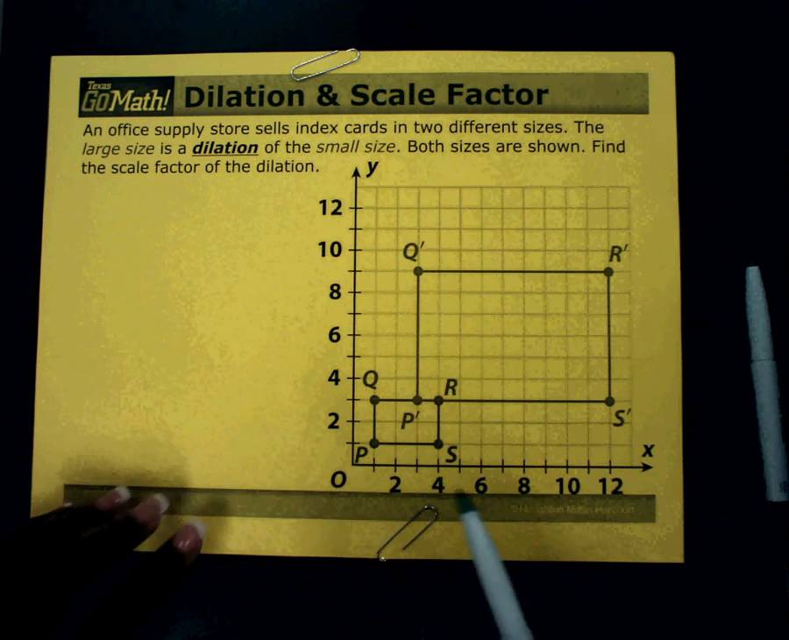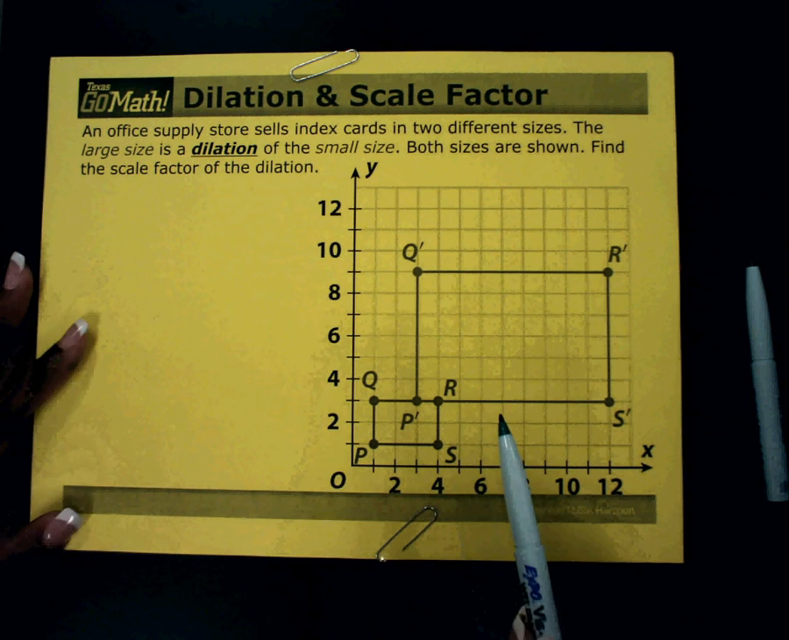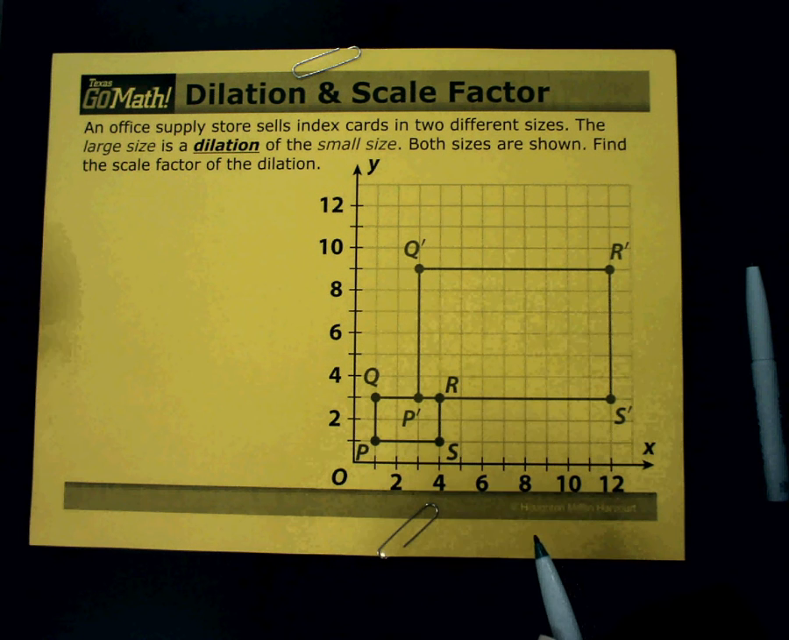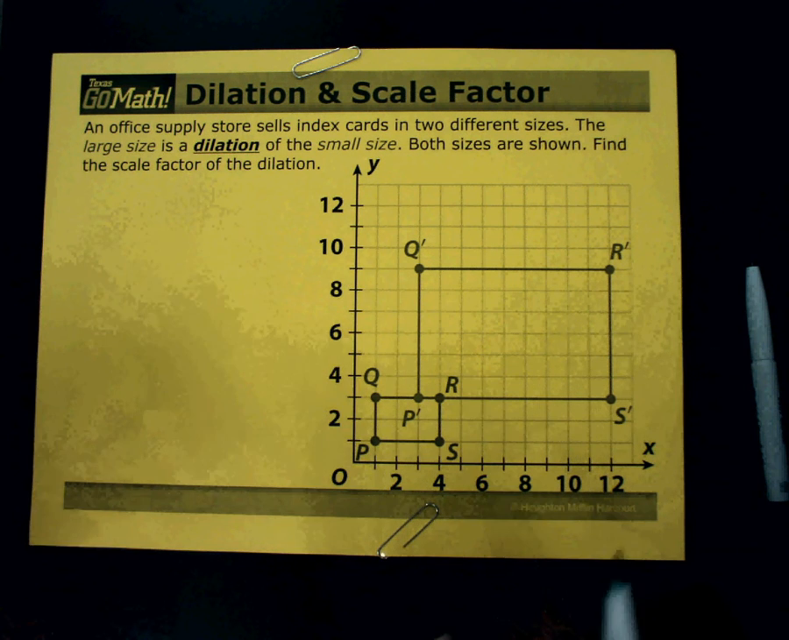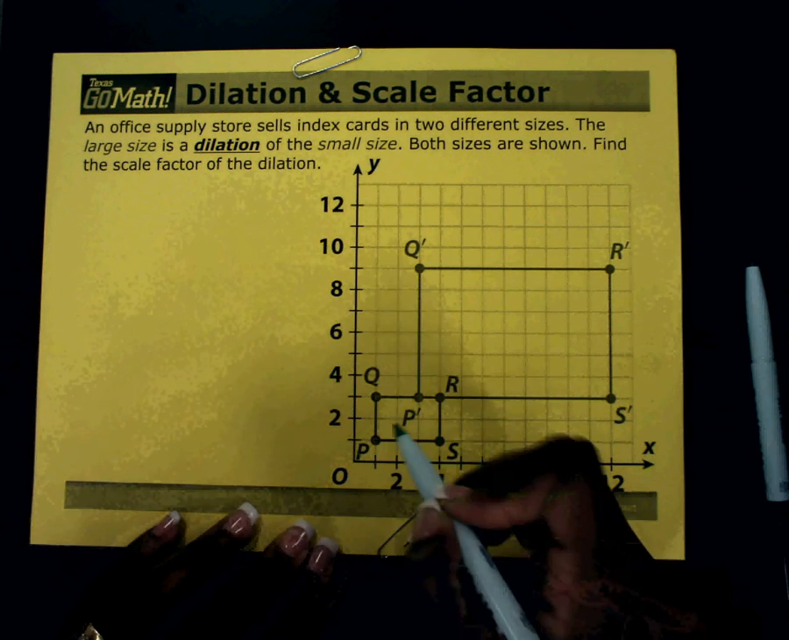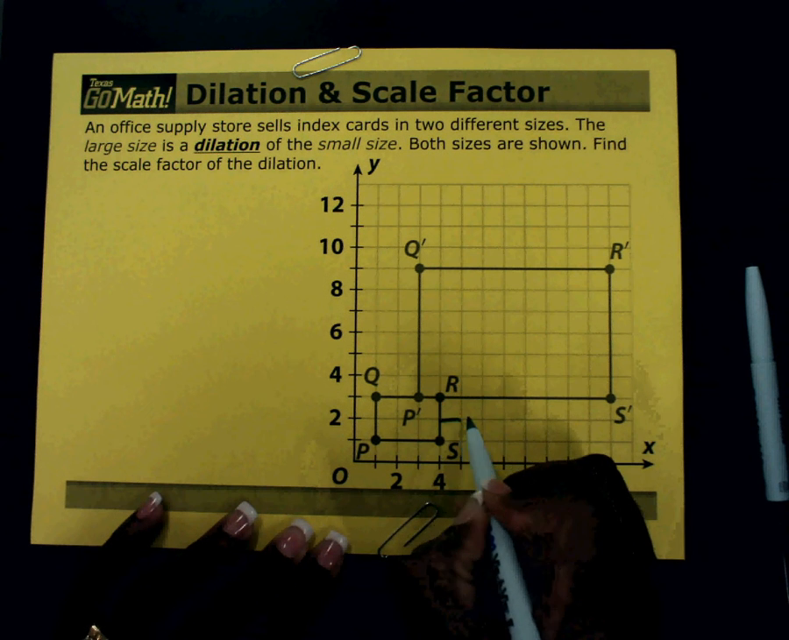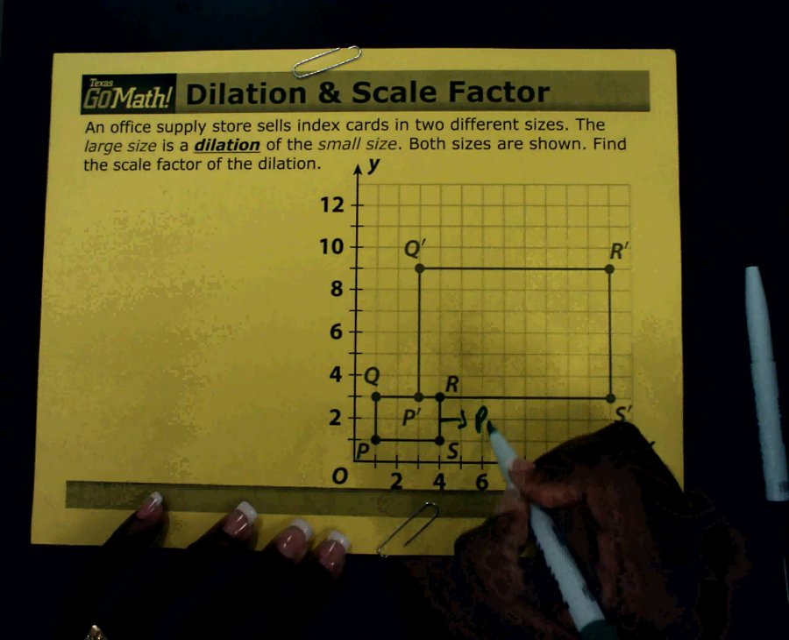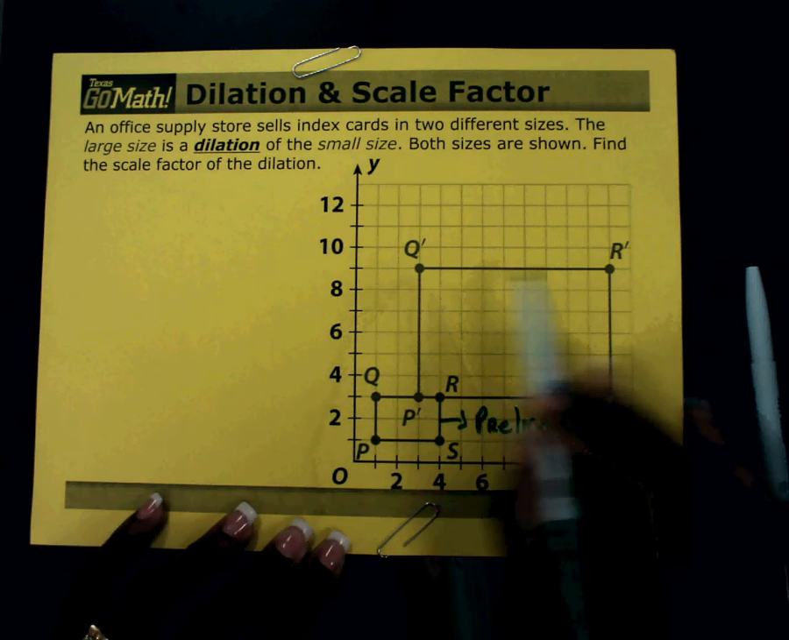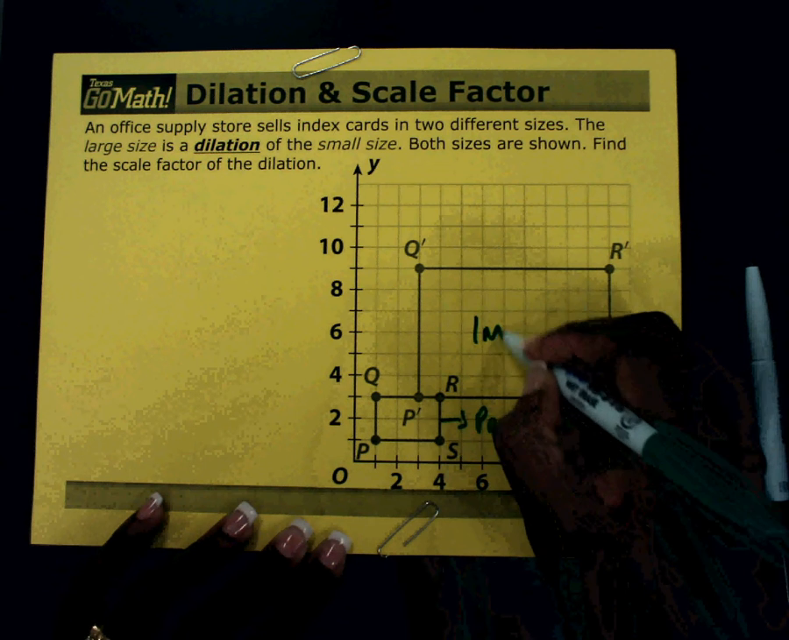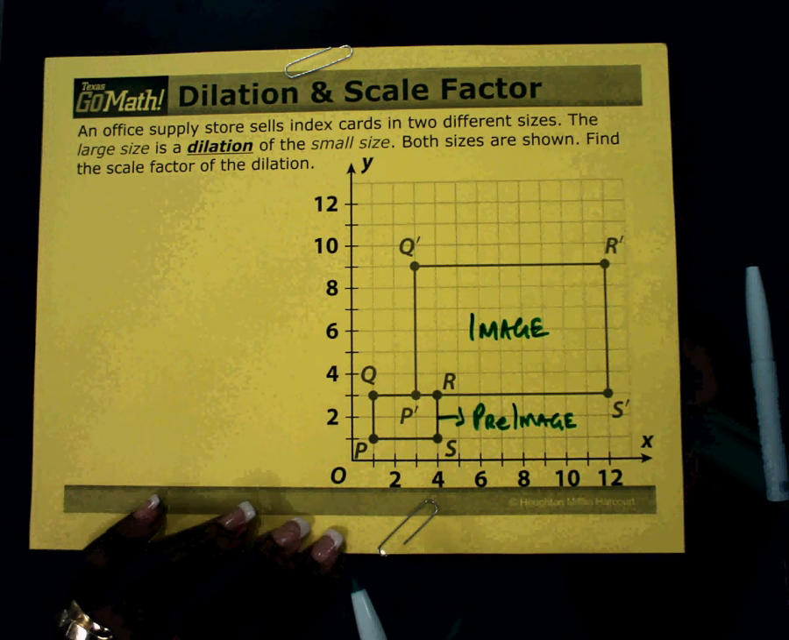So we first need to identify what is our pre-image and which one is our image. The pre-image is the original figure with the original dimensions. So this is going to be our pre-image, and the larger one is going to be our image. Okay, so you may be asking, how do I know that?